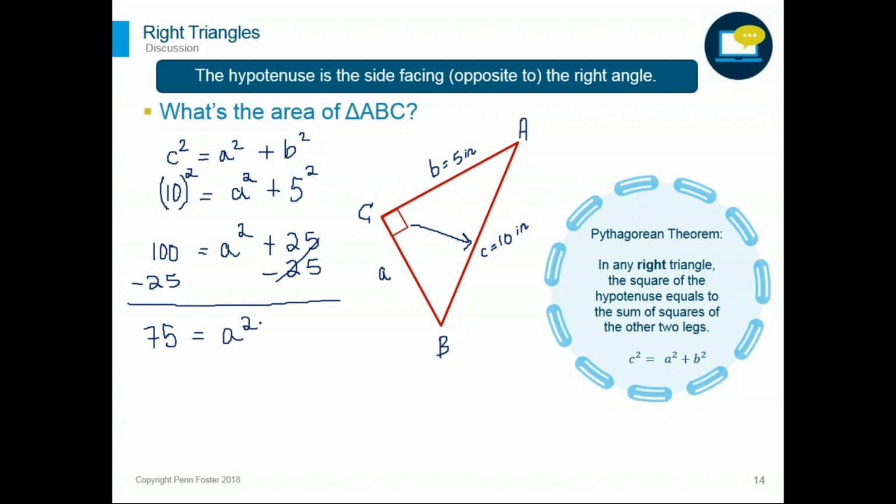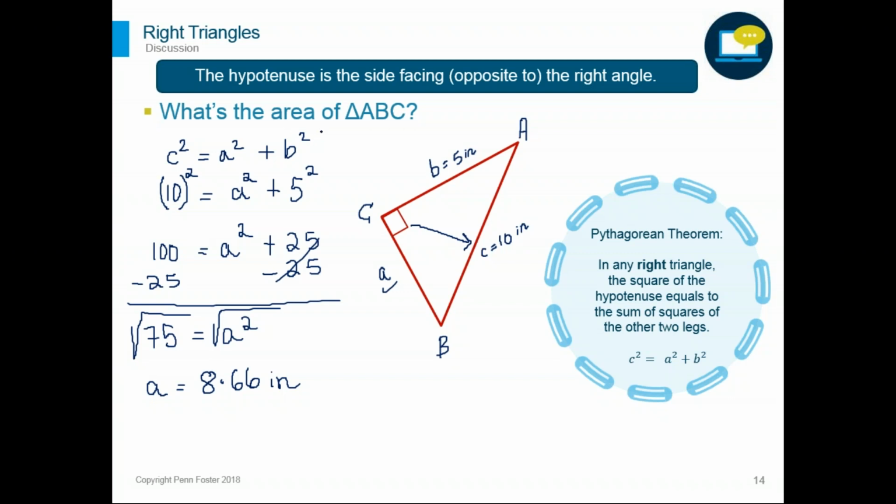I do not need a squared now, I need a, the length of CB. So to do that, do the opposite of squaring the a: take the square root on both sides. That will give you a equals the square root of 75. Use your calculator and you'll be able to find that a equals 8.66 inches. So now we have the a.